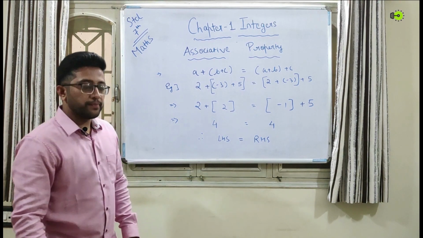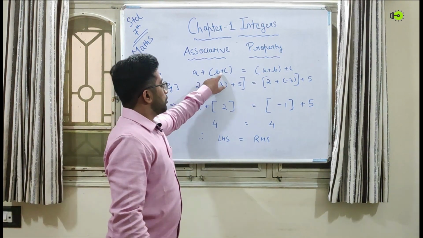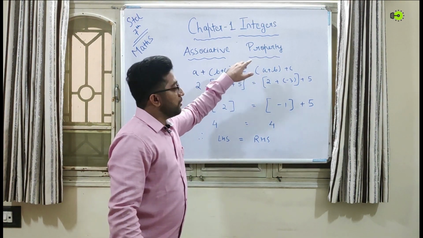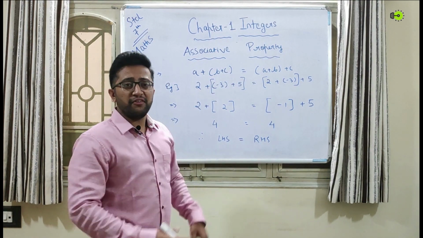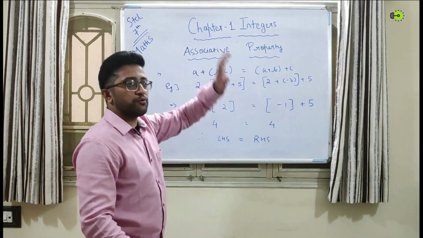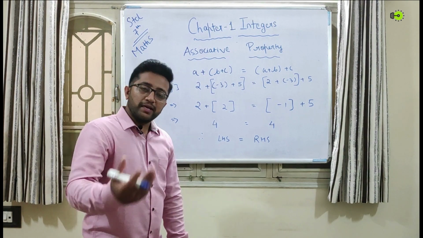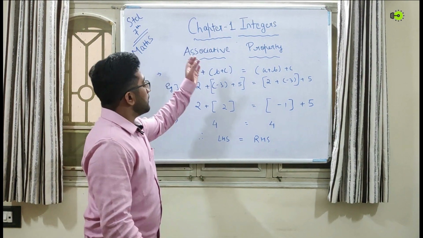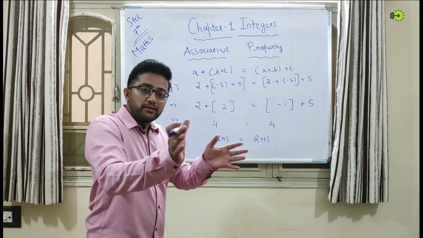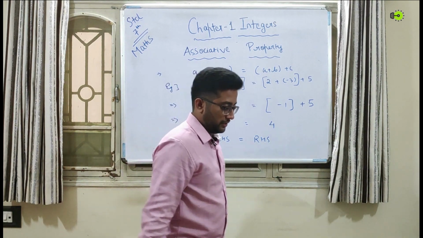So here it is proven that grouping of the numbers will not affect its answer, and if it does not, the associative property is satisfied. So we can say that for integers they are associative. Okay, so grouping doesn't affect the result of integers.